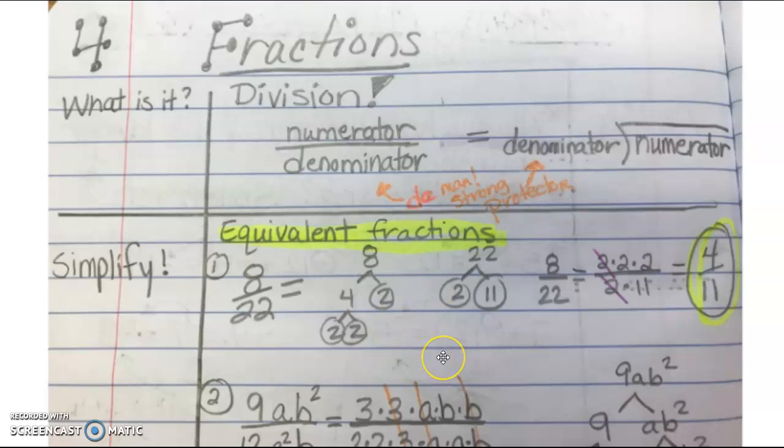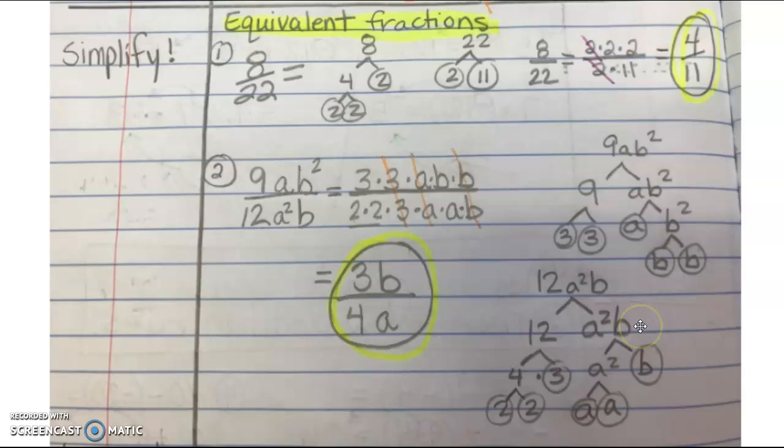So first things first is equivalent fractions. Get your factor trees in here, break it down to the prime numbers. Show that work all the way across. You don't have to show the factor trees and the work across. One or the other is fine. Cross out those that are alike in the numerator and denominator. You're left with 4/11ths in this case. And that's all we're doing.